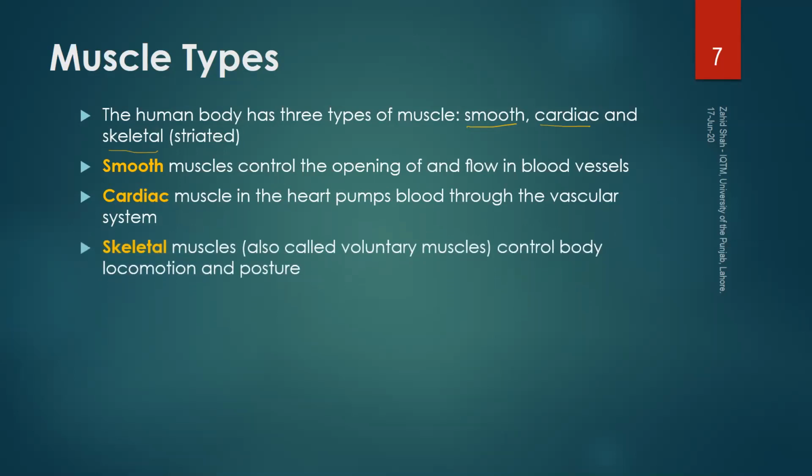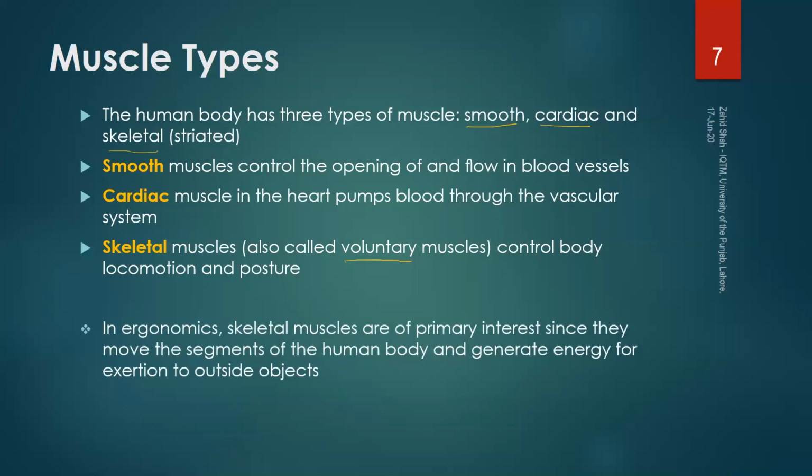And finally, we have skeletal muscles. They are also called striated or voluntary muscles. They control body locomotion and posture. These are the muscles that are attached to the skeletal system, so they are attached to your bones. In ergonomics, skeletal muscles are of primary interest since they move the segments of the human body and generate energy for exertion to outside objects. So we are interested in this third type, that is the skeletal muscles.